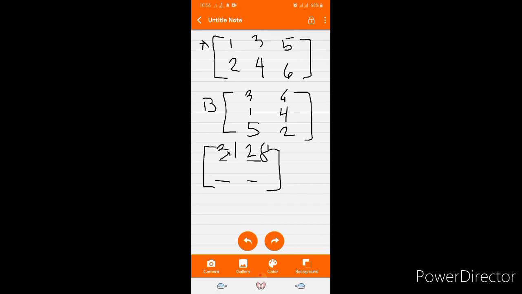Next is this. We will find this part. Since it is in the second row and in the first column, we will multiply each term. So 2 times 3 is equal to 6, 4 times 1 is equal to 4, and 6 times 5 is equal to 30. The sum is equal to 40.